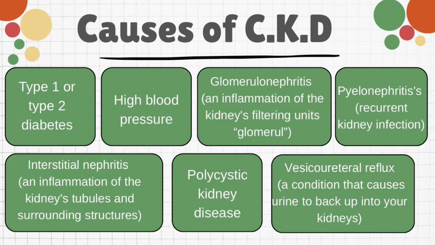First of all, someone might have type 1 or type 2 diabetes, or high blood pressure, or someone might have glomerulonephritis, which is an inflammation of the kidneys' filtering units, called glomeruli, or pyelonephritis, which is a recurrent kidney infection, or interstitial nephritis, which is an inflammation of the kidneys' tubules and surrounding structures, or polycystic kidney disease, or even vesicoureteral reflux, which is a condition that causes urine to back up into your kidneys, which is quite severe.